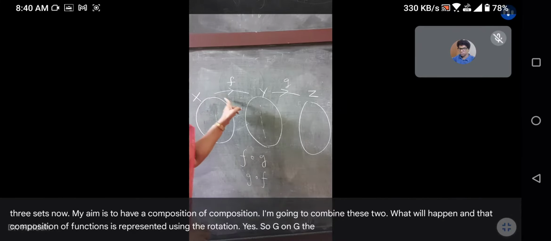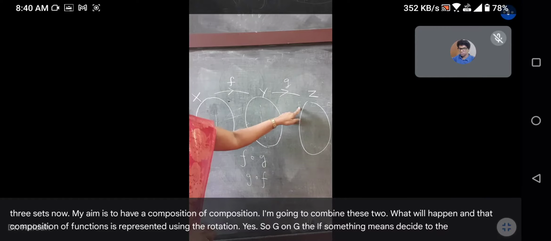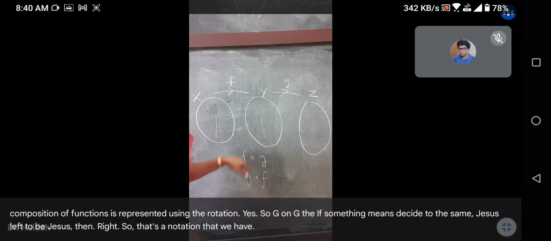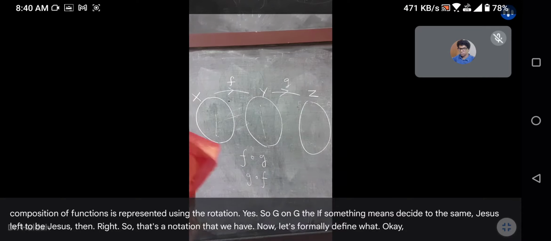F circle G means this side to this side. G circle F would be G first, then F, right? So that's the notation that it has. Now let's formally define what it is. Is this clear to everyone?